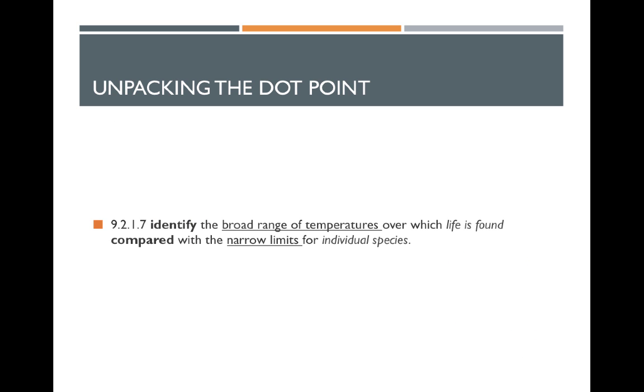So first thing we need to get to doing is unpack the dot point. The first part of this involves being able to identify the broad range of temperatures over which life is found. When we identify, all we need to be able to do is basically recognize these temperatures, okay? Then we need to be able to compare it with the narrow limits for individual species. When we compare, we just show similarities and differences. So reasonably straightforward for this dot point.